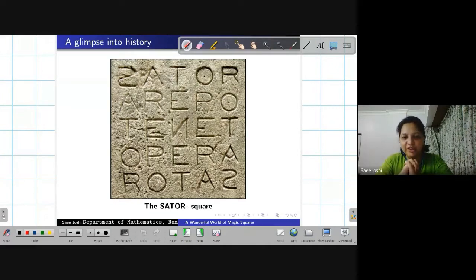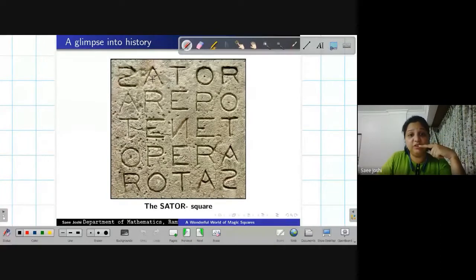Okay, now how do we even define a lettered magic square? For example, this is a very famous square which is called the Sator, or sometimes it is also called the Rotas square. So how is it considered to be a magic square? You look at the first row, it is SATOR. Now you look at the first column, this is also SATOR.